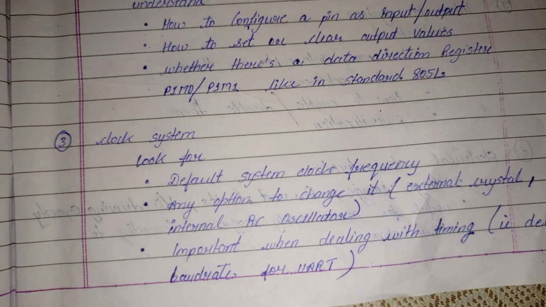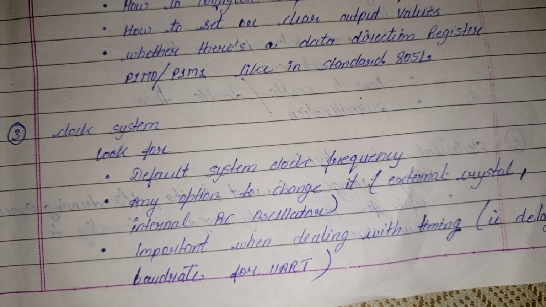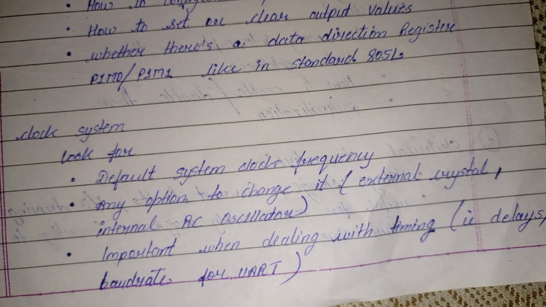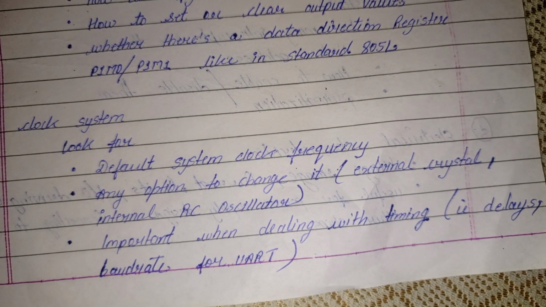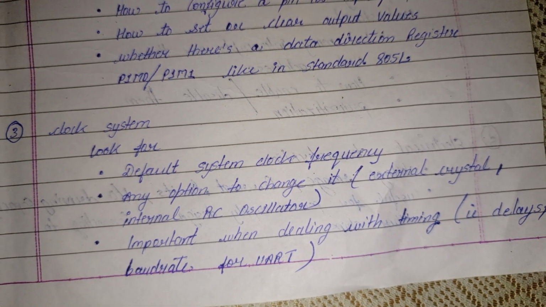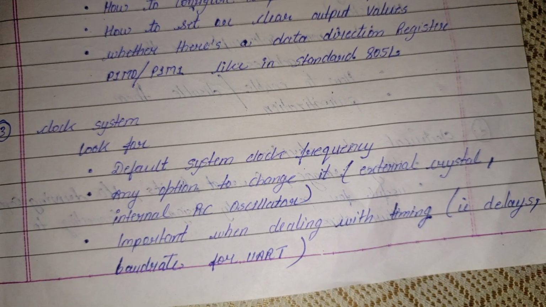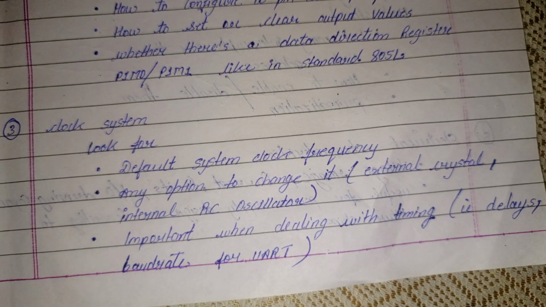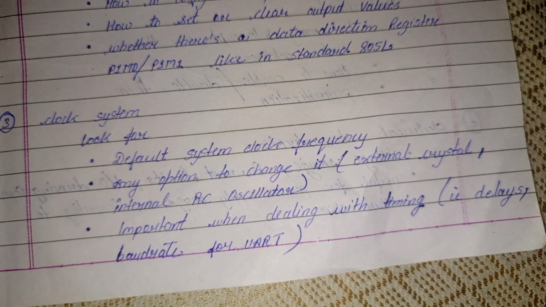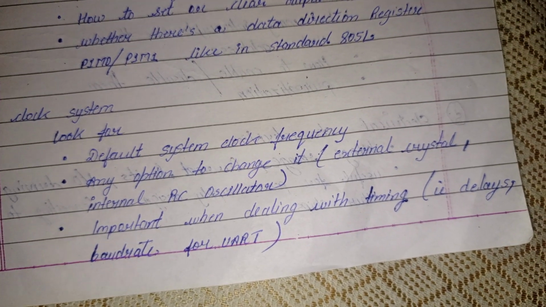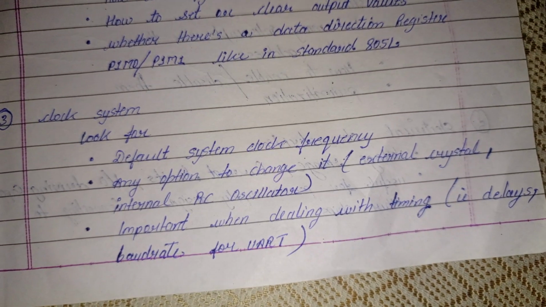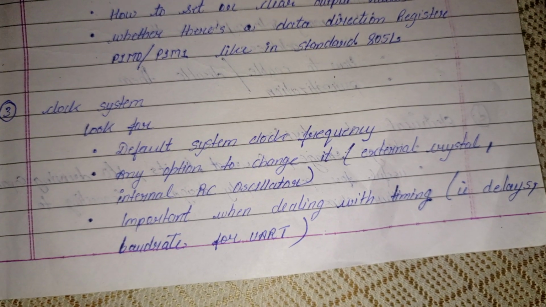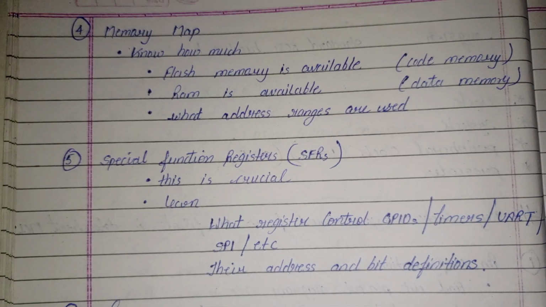Clock system: look for the default system clock frequency, like by default what is the frequency of the MCU. Is there any option to change it, external crystal or internal crystal, like there is an external crystal and an internal crystal also. Then it is important when dealing with timing or delay. Basically the clock system is important for dealing with the timer, delay, UART baud rate, these things.